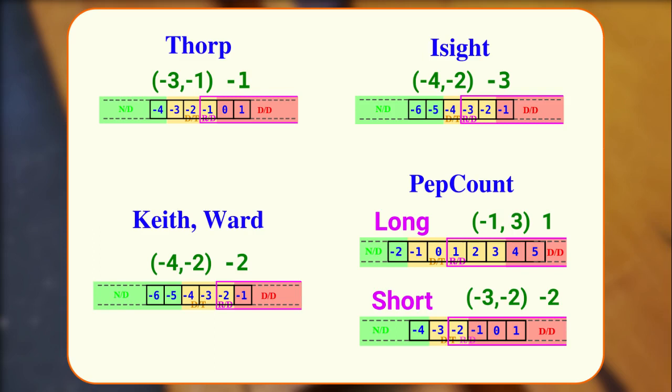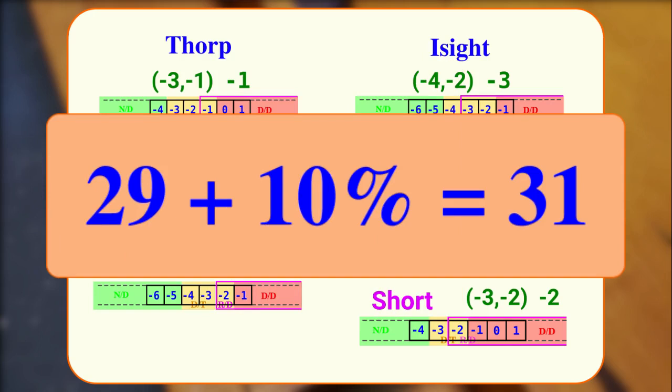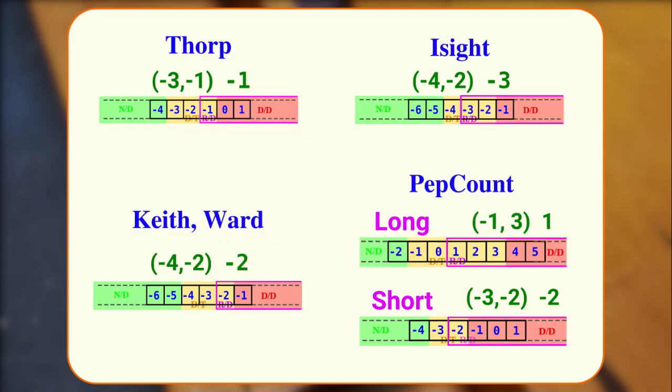Here are the correct doubling windows for the 5 leading formulas: Thorpe, Keith, Ward, Eyesight and Pep-Count. And by rounding, I mean always round down when adding 10% or dividing by 7 or 6. 29 plus 10% is 31. Remembering those windows is very easy. You need to remember just 3 numbers: the double take bounds and the redoubling point.